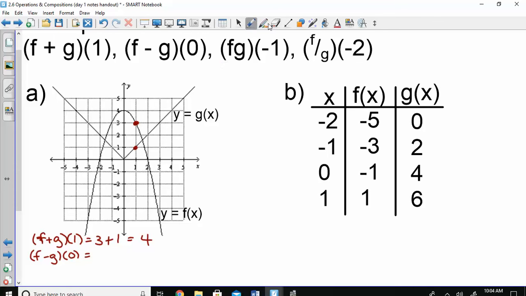f minus g of 0. So that means my x is 0. So f is here and g is here. So f of 0 is 4, minus g of 0, and 4 minus 0 is 4. Do you guys see where I'm getting my numbers?